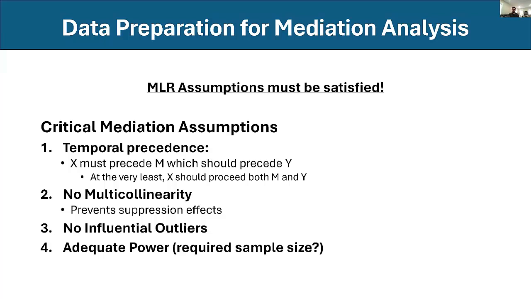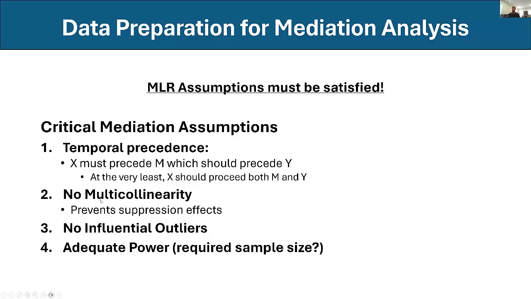And depending on the variables you're using, there may be theoretically grounded reasons why you don't need three time points, but obviously three time points collected thoughtfully, at thoughtful times that would correspond to what you expect. In an experimental design, like an intervention, that would be critical for temporal precedence. Similarly, we don't want any multicollinearity.